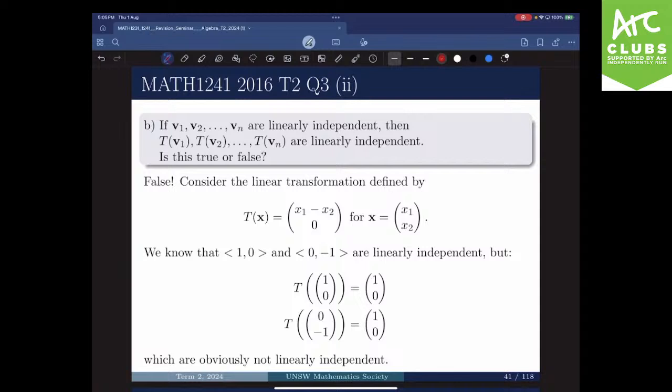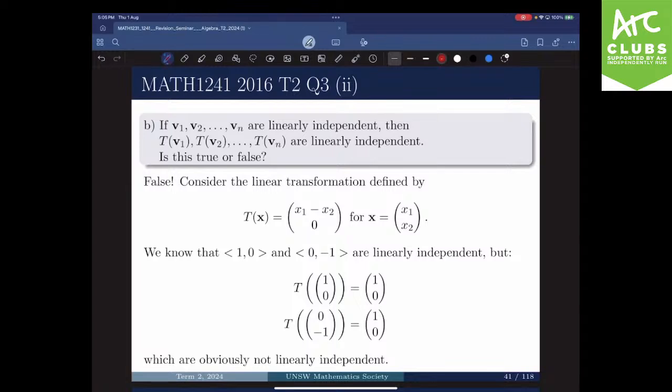But let's consider the converse. If v1, v2, ..., vn are linearly independent, then T(v1), T(v2), ..., T(vn) are linearly independent. Is this statement true or false? Is the converse to the original statement true or false? Well, in fact, it's actually false.